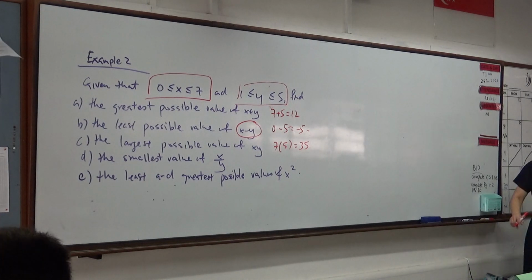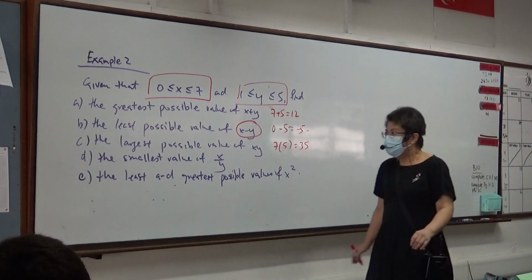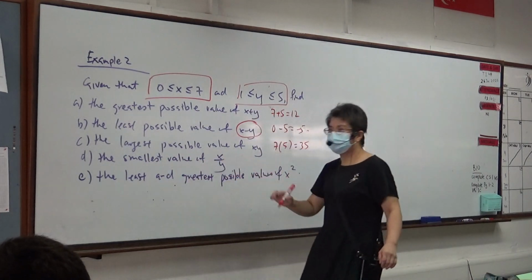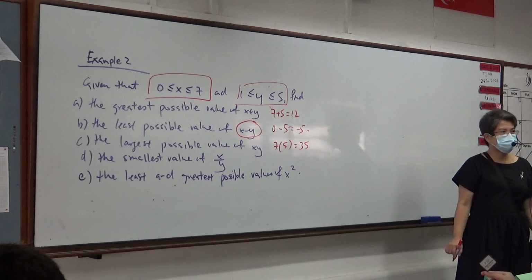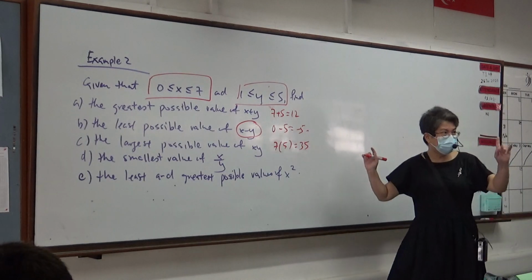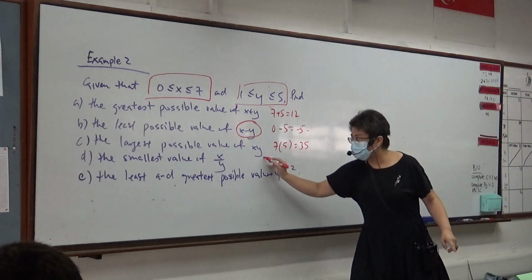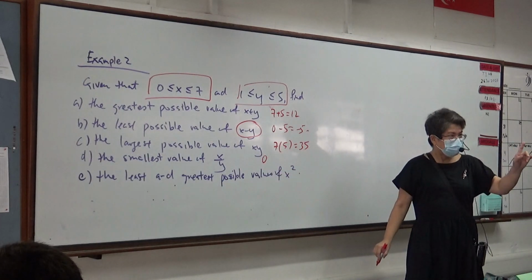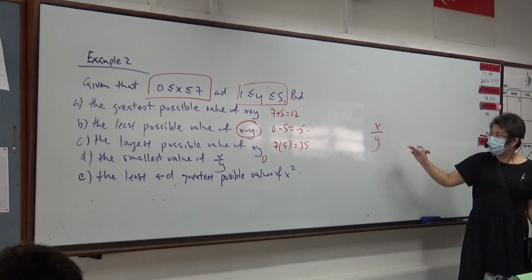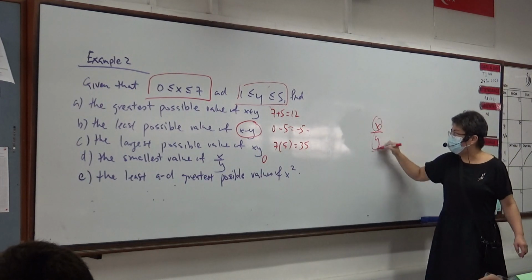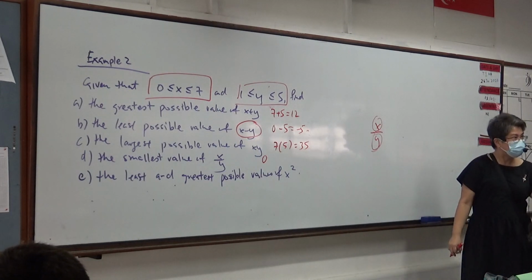Okay, then we come to this one. What is the smallest value of this? Actually, if there's no 0, the answer here is 0. But if it's not 0, I want the smallest. It must be the smallest divided by the biggest. That becomes the smallest.